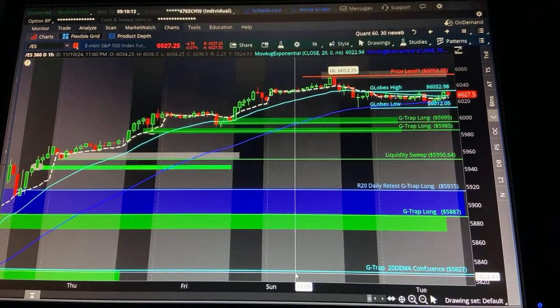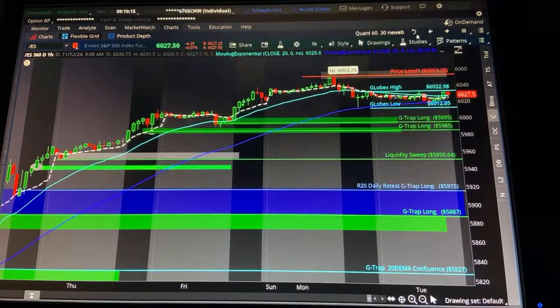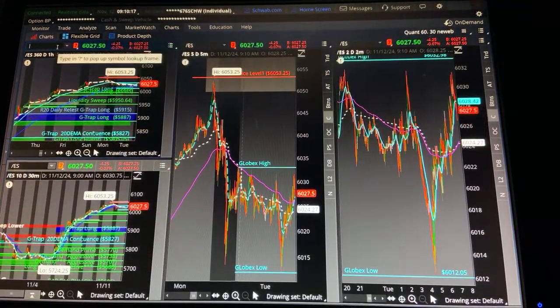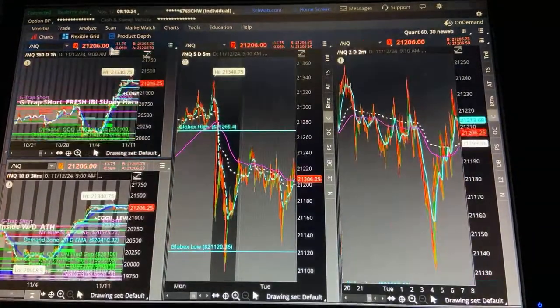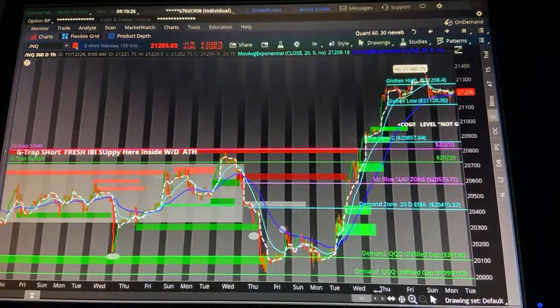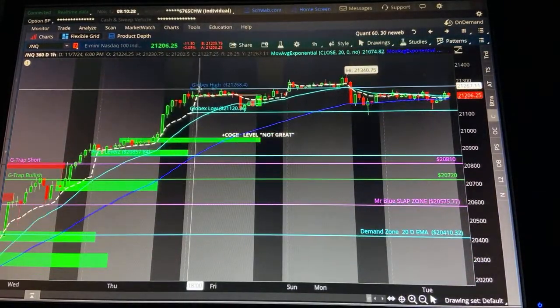Okay. Anyways, I digress. NASDAQ. It's a bubble. S&P is going to be trading $1,000 next year. Trust me. Globex high, Globex low.